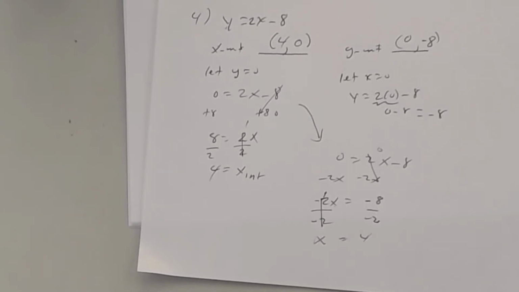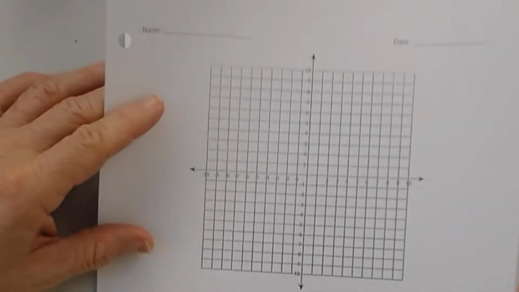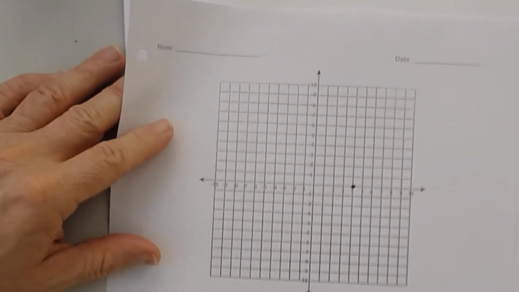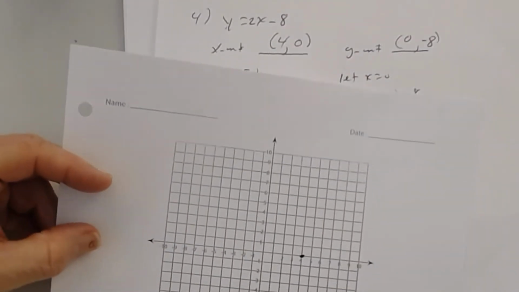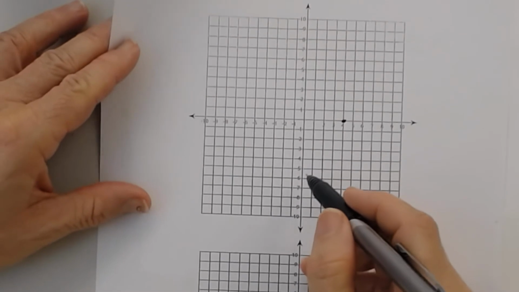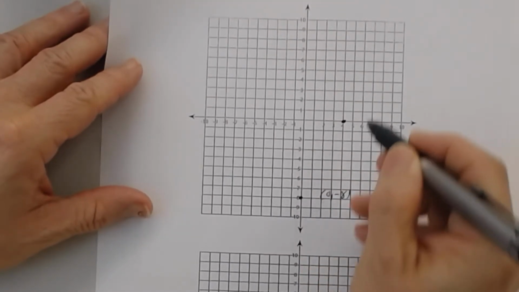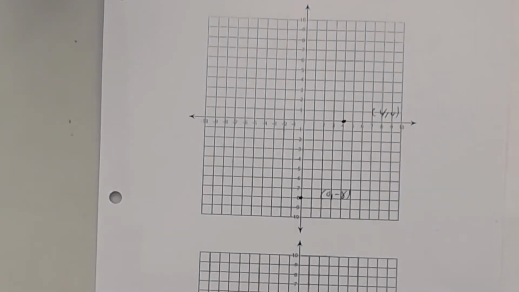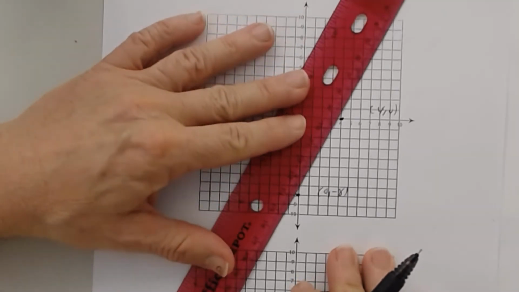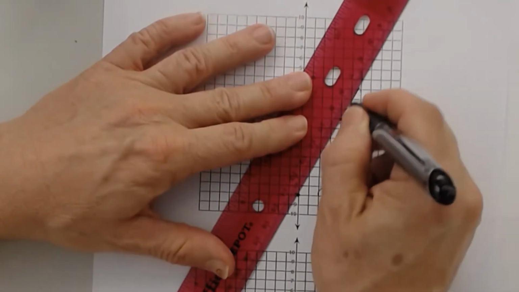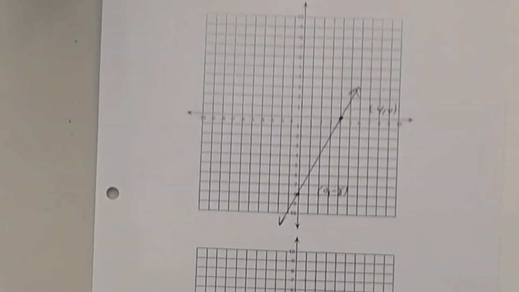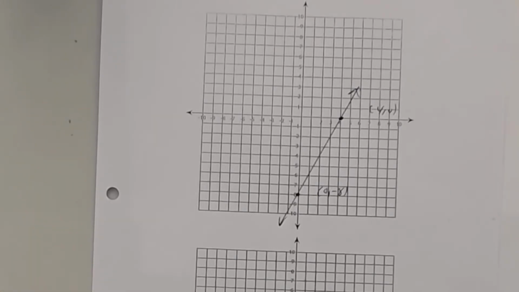All right, so now we're going to plot those points and graph the line. So you get 4, 0, which is on the x-axis. It has to be because that's the x-intercept. 0, negative 8, that's the y-intercept, so it has to be on the y-axis. And then you draw your line. And you get this. Okay? So that was the equation y equals 2x minus 8.